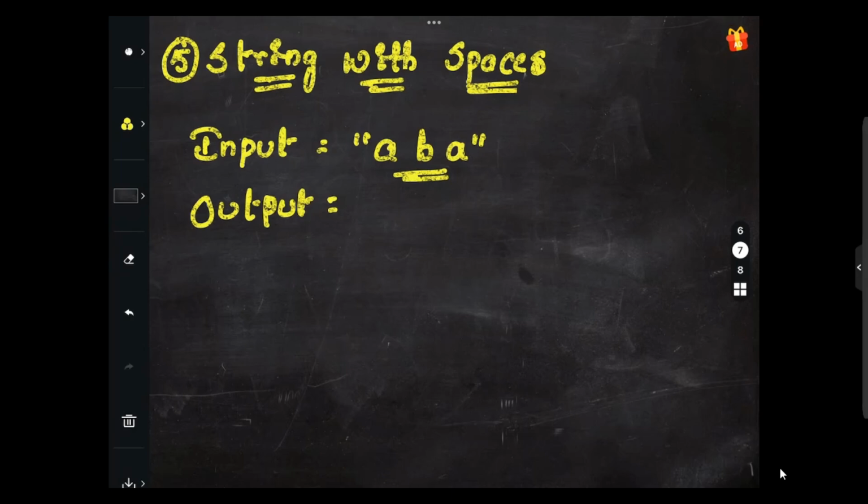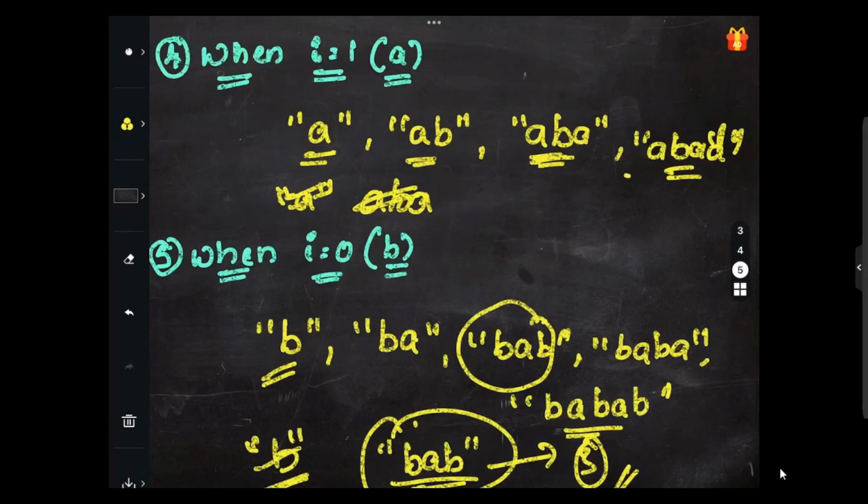Finally, let's go with the case string with spaces. So A space B space A we have. The output will be in this case A space B space A itself, right? So this is string with spaces. This also we need to consider. So these are the 5 edge cases that we need to consider. I hope this is clear.